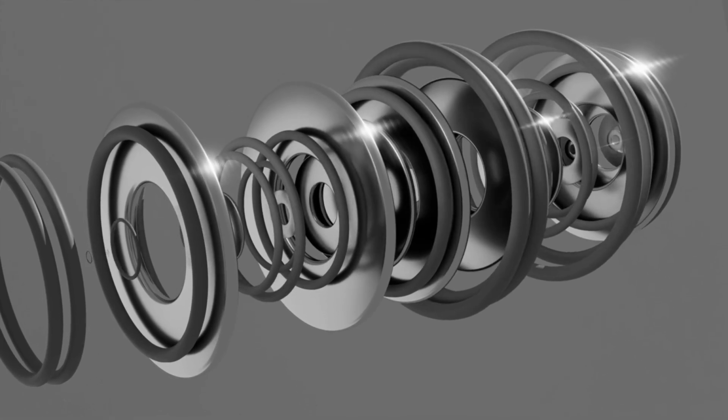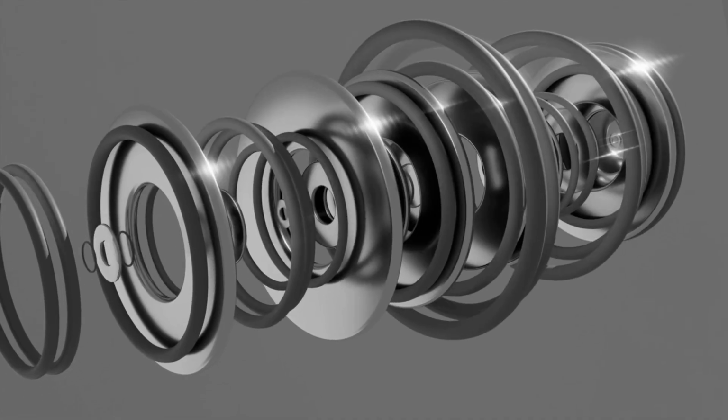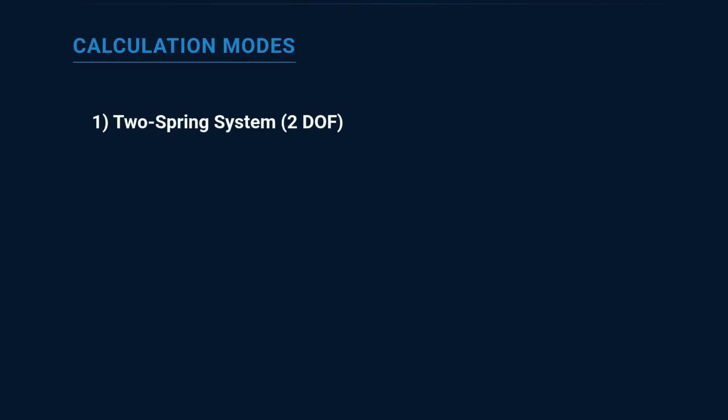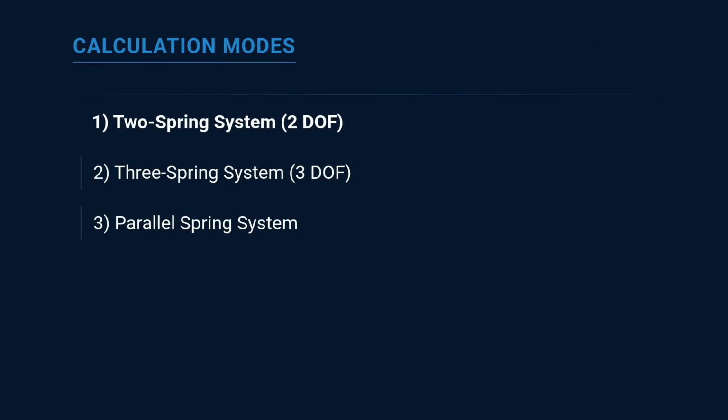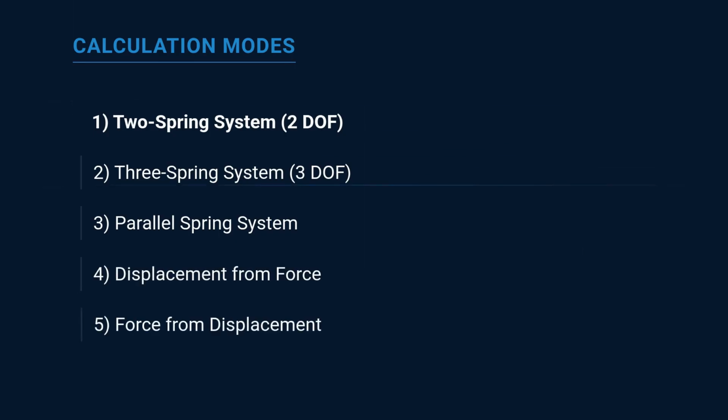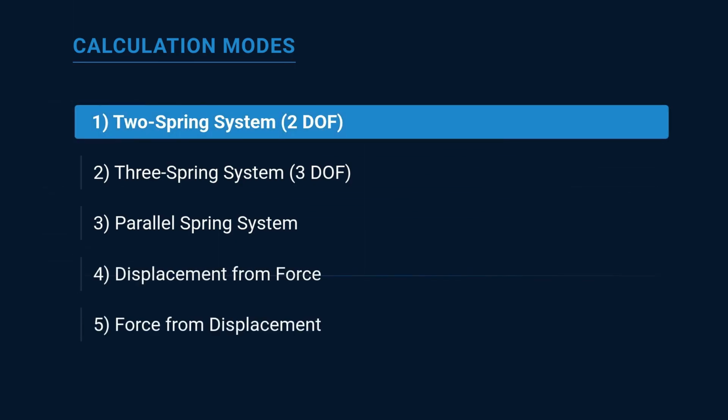First, we have a calculation mode dropdown with 5 options. 2 spring system, 2 DOF. 3 spring system, 3 DOF. Parallel spring system. Displacement from force given K, and force from displacement given K. For this demonstration, I'm using the 2 spring system mode.